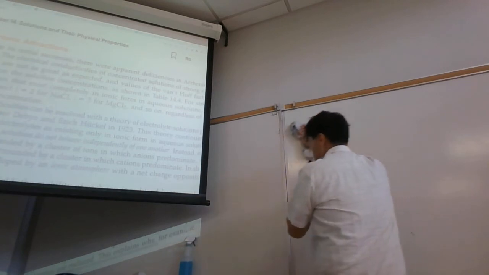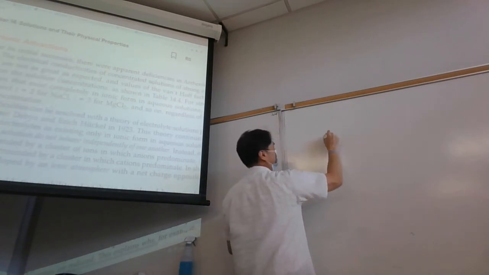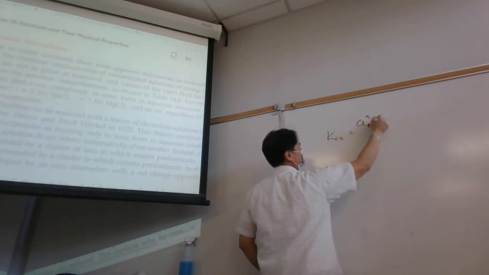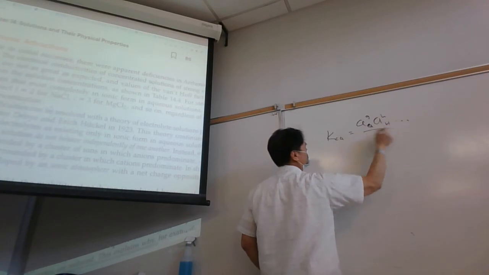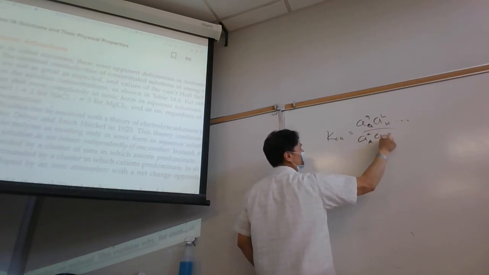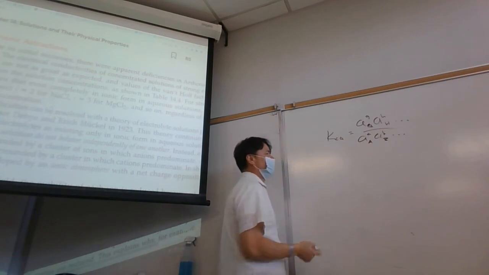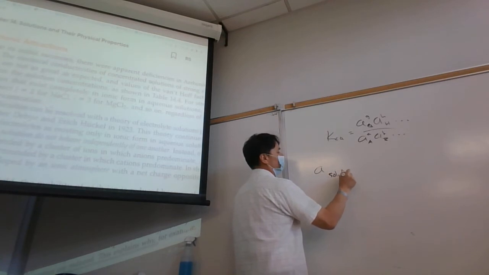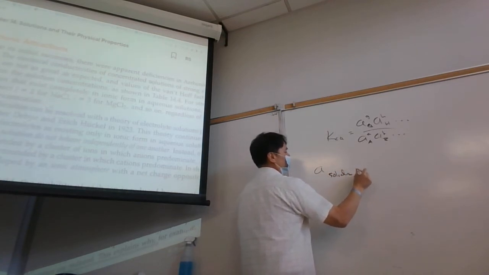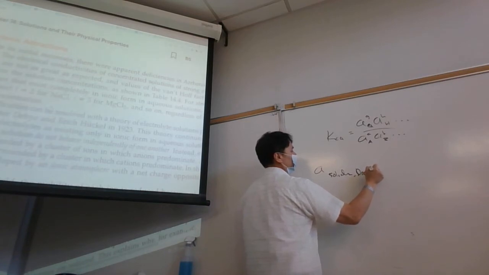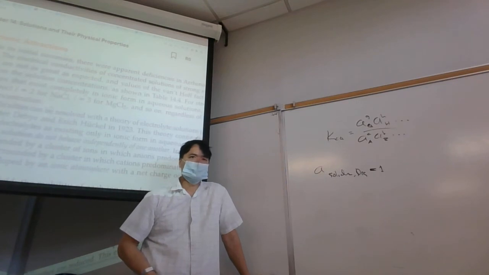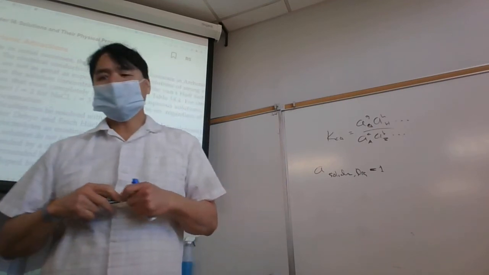So right now, KEQ is the activity of the products: activity of G raised to the G, activity of H raised to the H, over activity of A raised to the A, activity of B raised to the B. What we're saying is that the activity of solids and liquids is equal to 1. Their concentration really doesn't change.